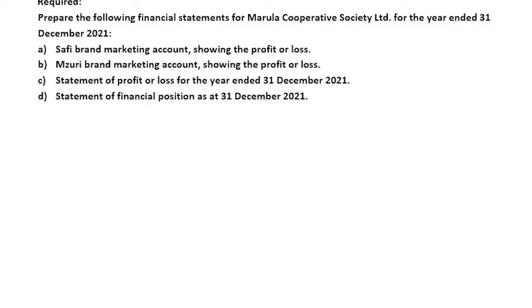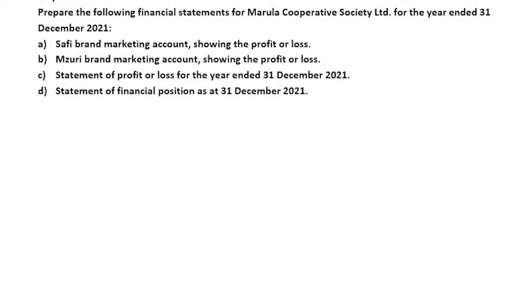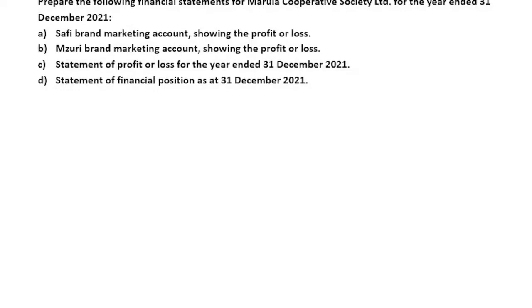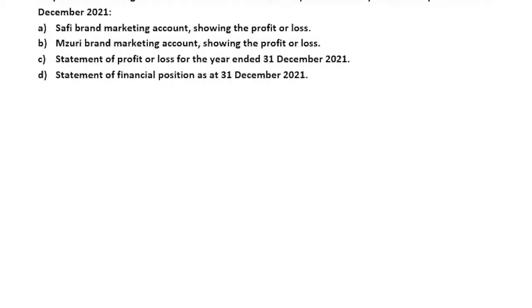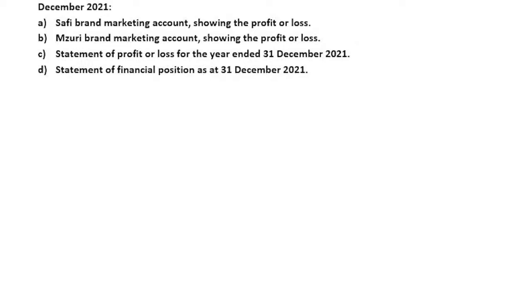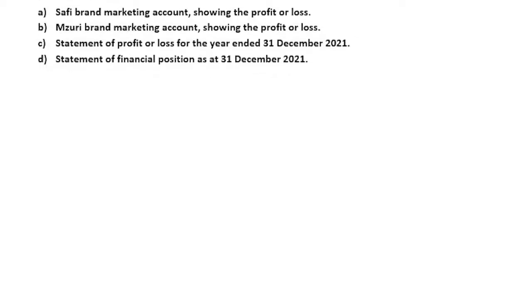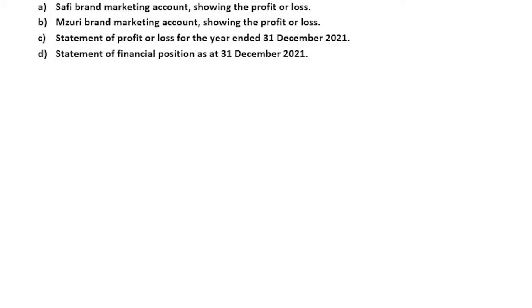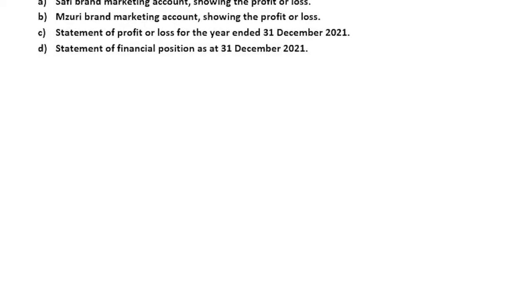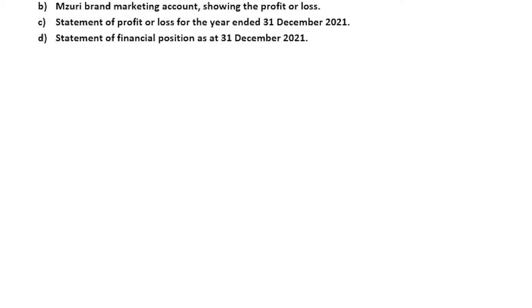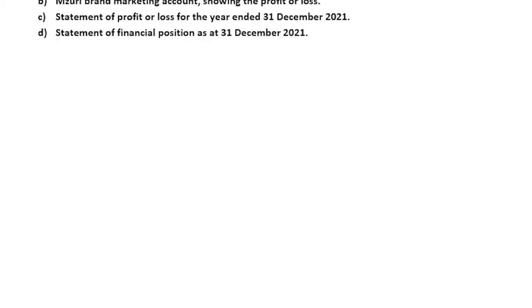We're required to prepare those two accounts basically to show the profit or the loss which was realized from selling these two coffee brands. And what we are going to do is take the sales of the two coffee brands, which is given in additional information number 1. And there is some information given in paragraph 1 that this cooperative society is required to retain 20% of the sales and remit the rest, which is 80%, to the members.